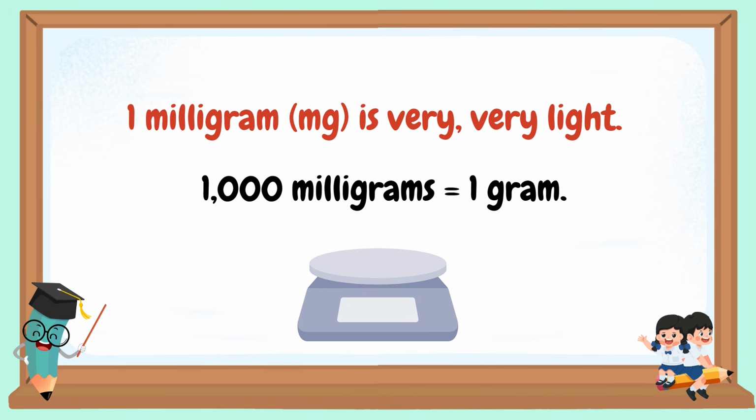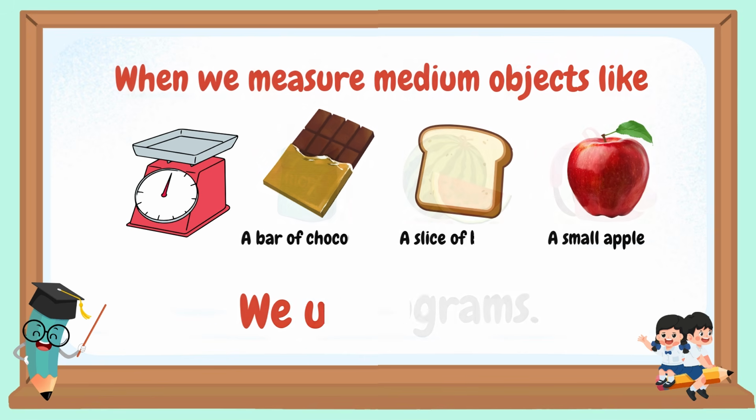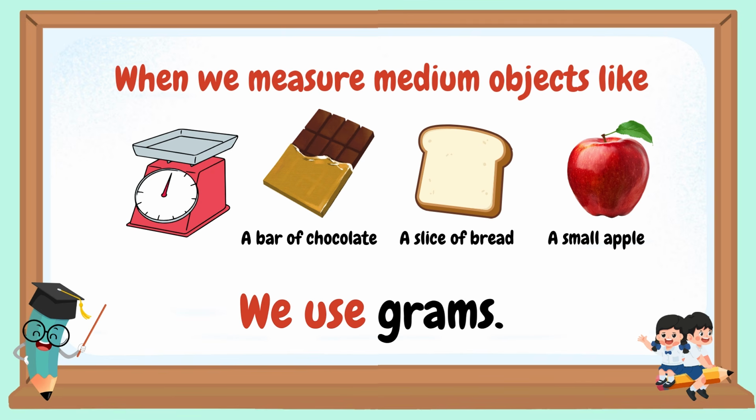1 milligram is very, very light. 1,000 milligrams is equal to 1 gram. When we measure heavy objects like a sack of rice, a watermelon, or a bag filled with books, we use kilograms. When we measure medium objects like a bar of chocolate, a slice of bread, or a small apple, we use grams.